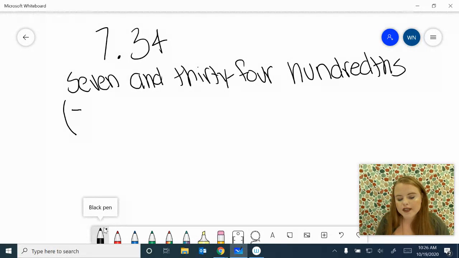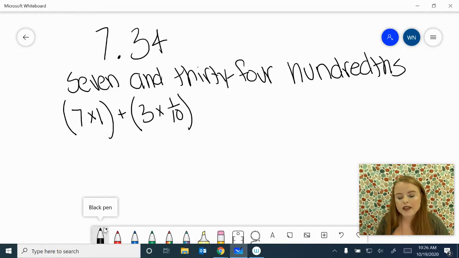We know that we start by saying 7 times 1 because the 7 is in the ones place. But let's go ahead and add 3 times 1/10 because the 3 is in the tenths place. When we're writing expanded form for decimals, we use fractions. That seems a little weird, but that's what we're going to do. Let's go ahead and add our 4 times 1/100th because that's how you write 1/100th, 1 over 100.